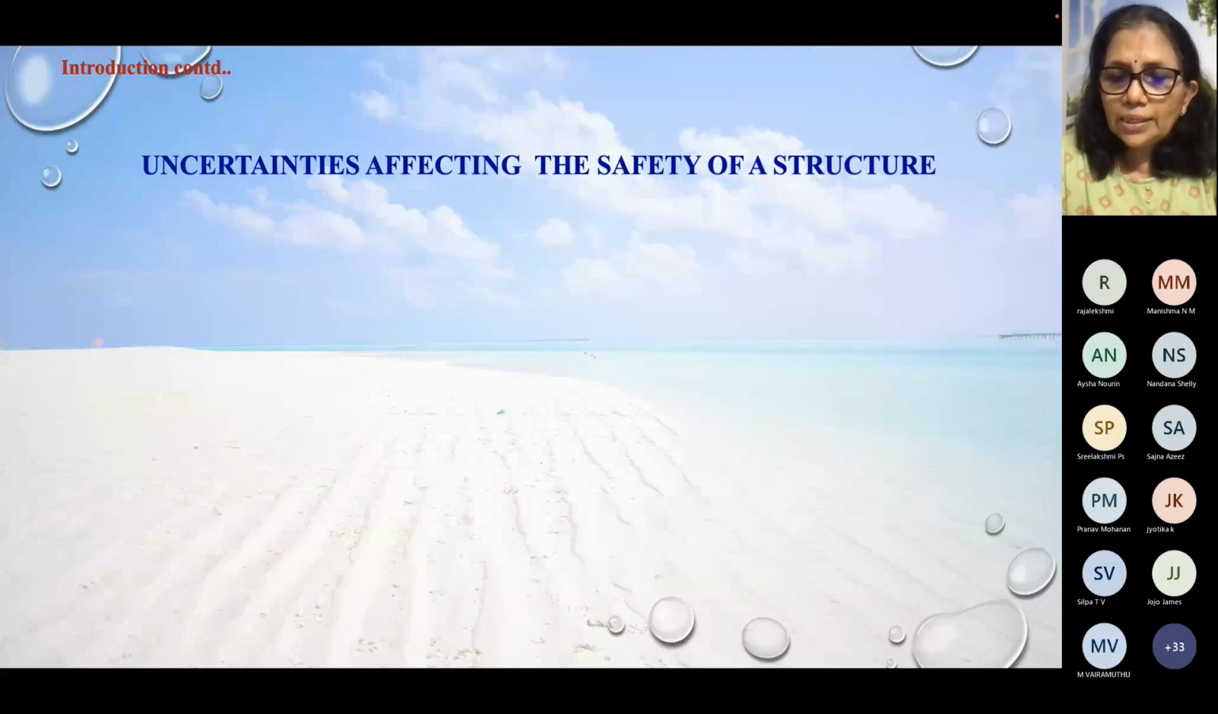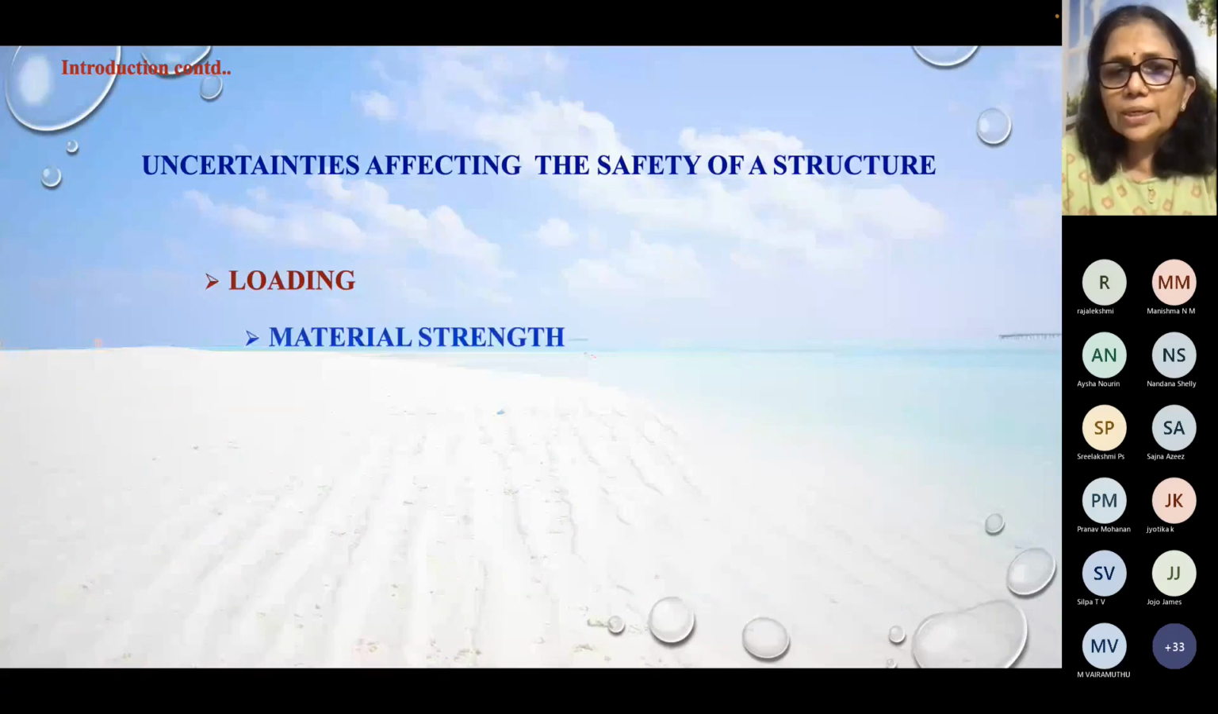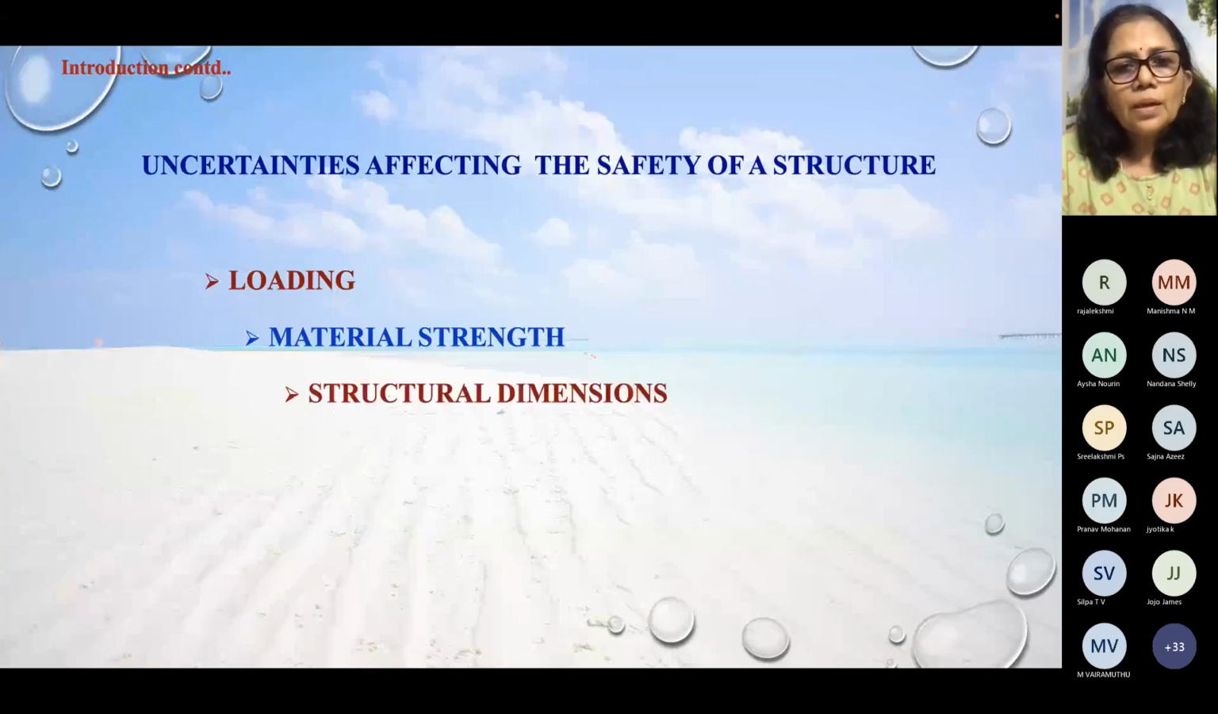Now let us see what these uncertainties are. One is the loading uncertainty. Another is the material strength. We assume certain strength for the material. You may not get that strength, even though you take a lot of factor of safety while designing, which you might be studying in this current semester. What is the factor of safety you take for the materials?